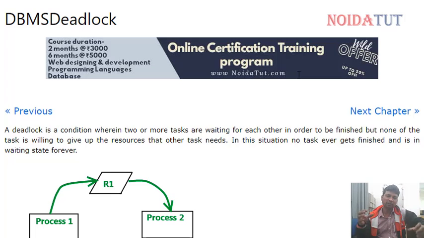Deadlock is a situation where the system stops proceeding further. Now in our next chapters we will also be working with concurrency control.